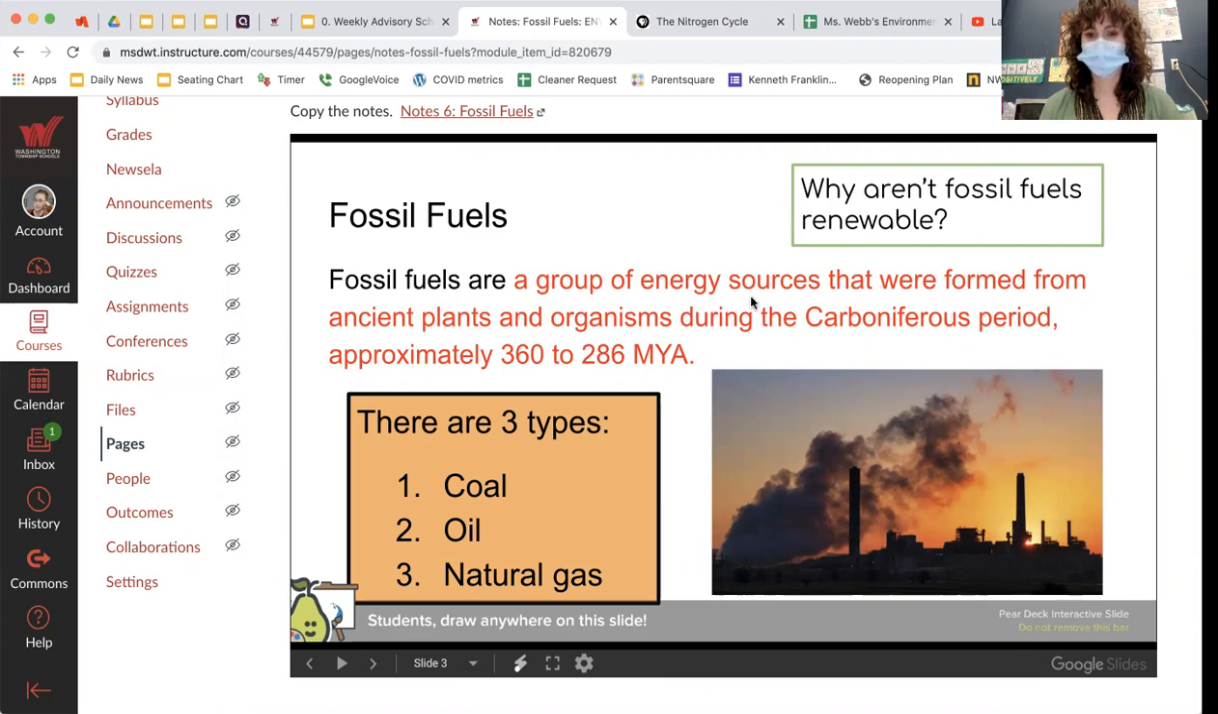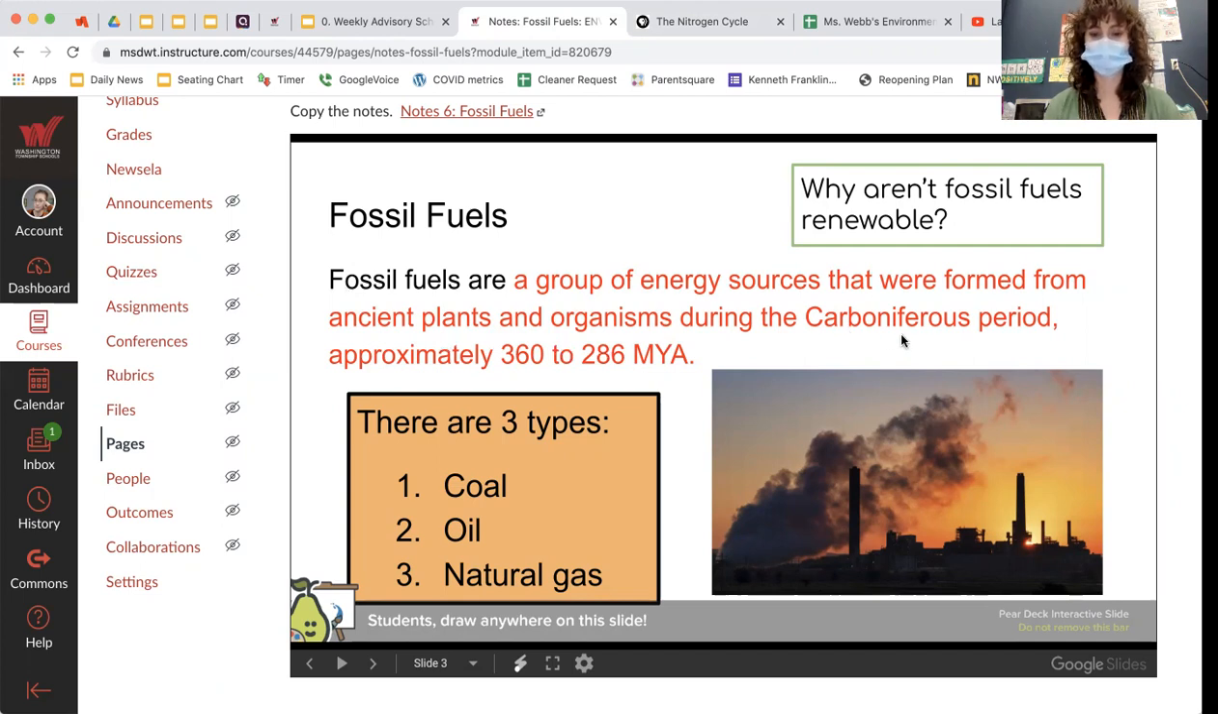So first, fossil fuels, we use them for energy. They're energy sources today. They were formed from ancient plants and organisms, which is why they get the name fossil fuels, because they originally were living things. Now they're very different from living things, but originally they were plants and other living things, organisms. And all of these fossil fuels date back to a period in the Earth's history called the Carboniferous.